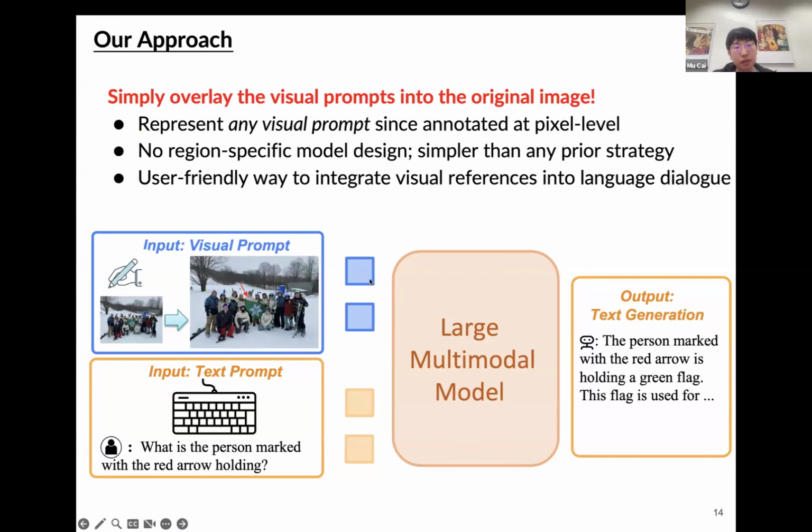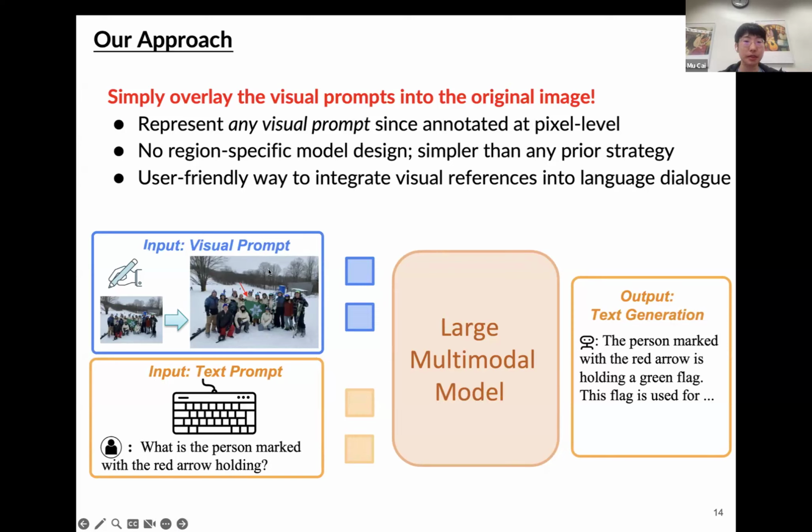So what are the merits here? There are several merits. The first one is that we can represent any visual prompts. Why? Because the visual prompts are annotated at pixel level, meaning that users can mark every pixel as their visual markers. This is more general than the bounding box or the simple segmentation mask. And then we don't have sophisticated region-specific design, and it's similar to any prompting strategy. And certainly we offer a user-friendly way to integrate visual reference into the language dialogue.